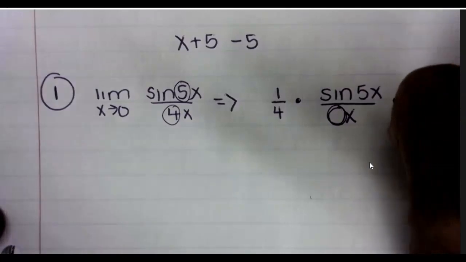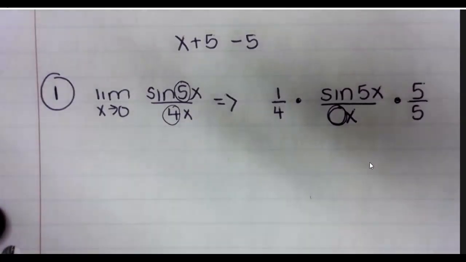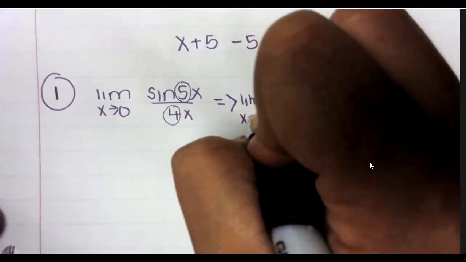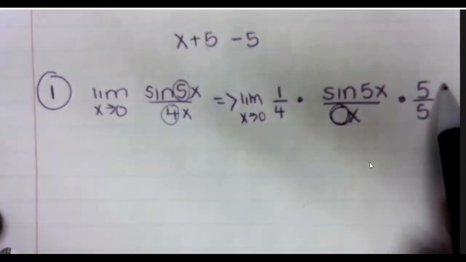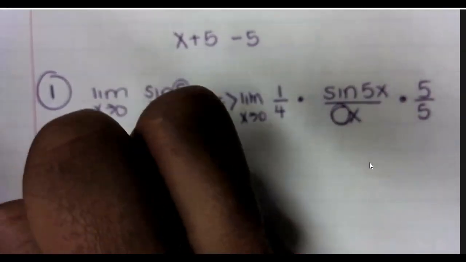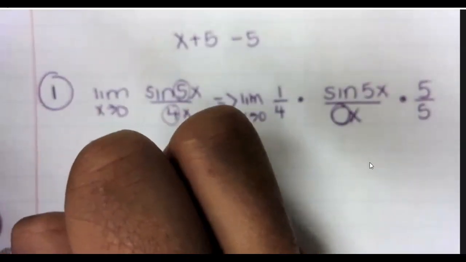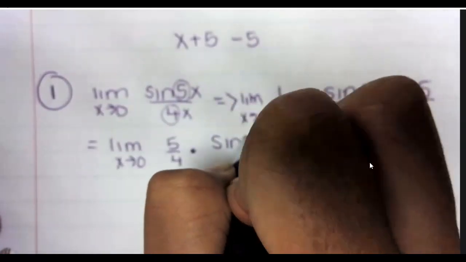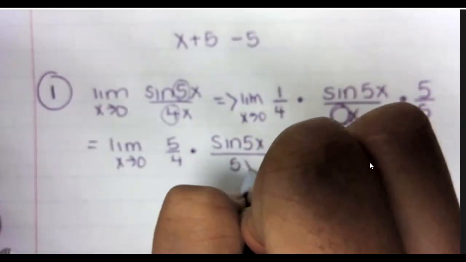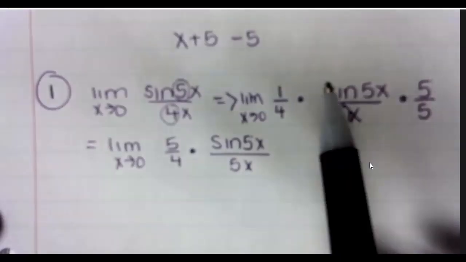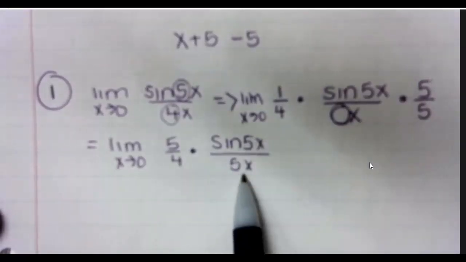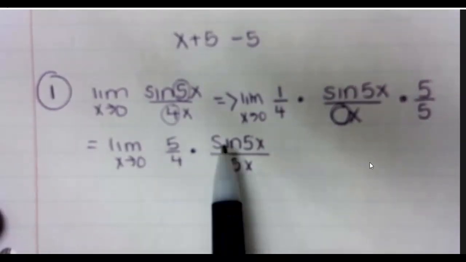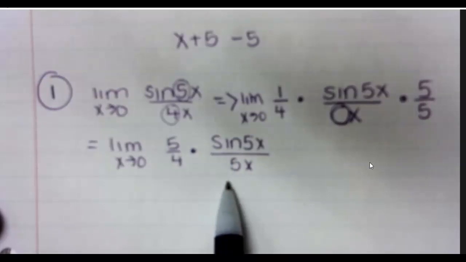So we're going to multiply by 5 over 5. So now you have the limit as x approaches 0 of 5/4 times sine 5x over 5x. So since the coefficient inside matches the coefficient in the denominator, that limit as x approaches 0 of sine 5x over 5x becomes 1.